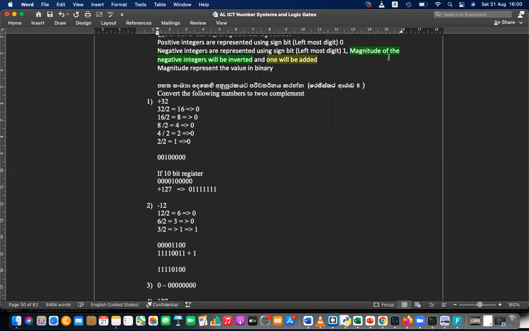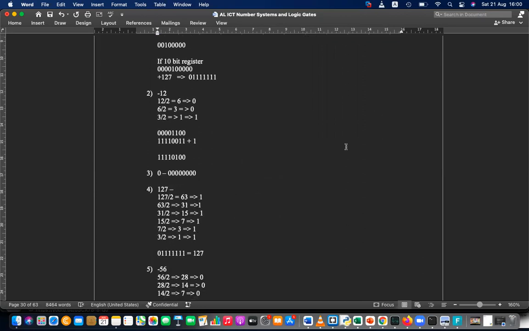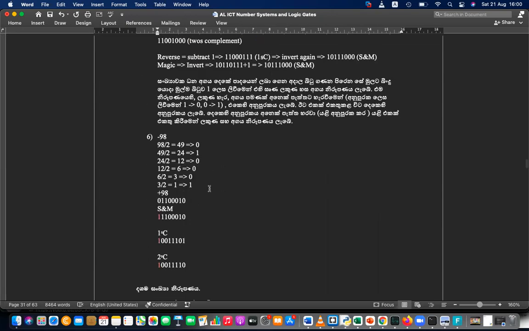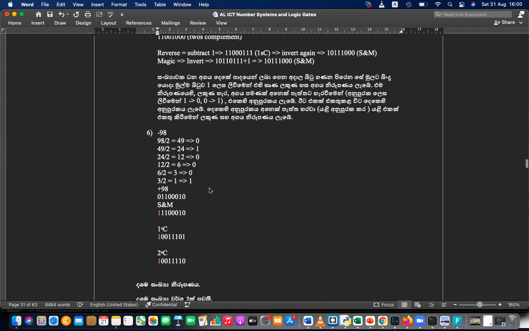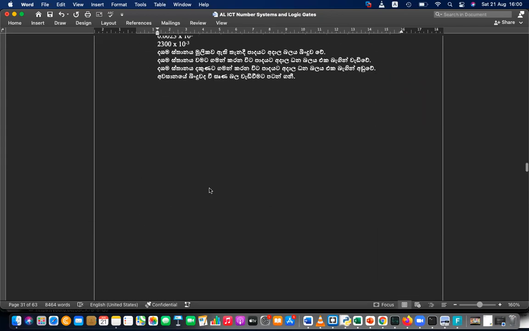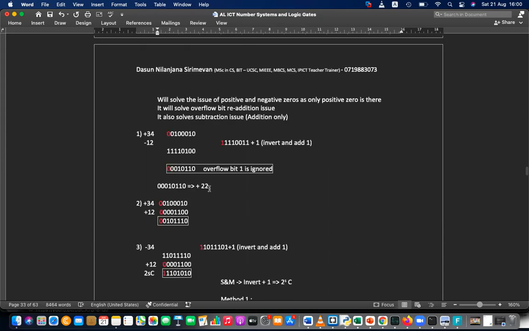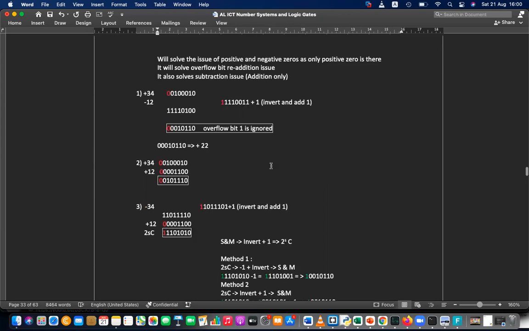Now we know 2's complement is the ideal solution for the problem, because you don't have negative and positive zeros. You don't need to add the overflow bits. Re-addition of the overflow bits is not needed. Therefore, we use 2's complement numbers in calculations. Overflow bits are ignored, you can see.